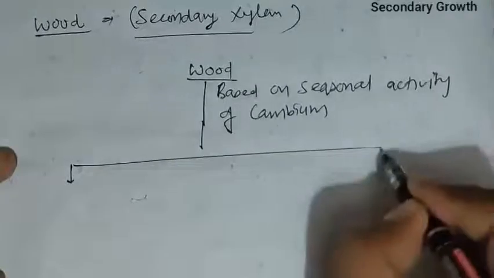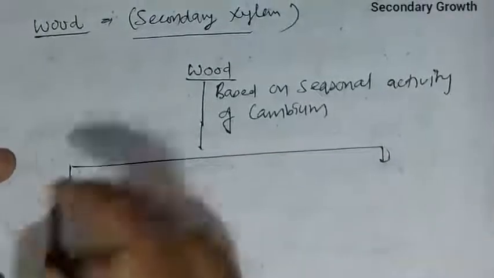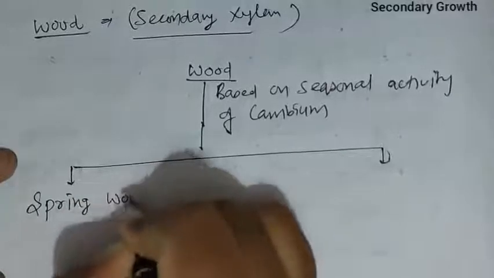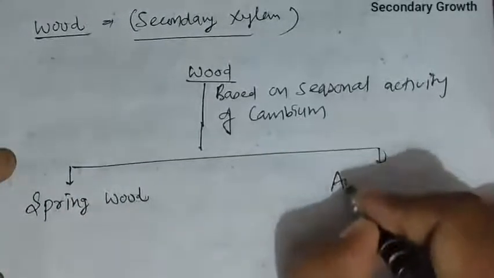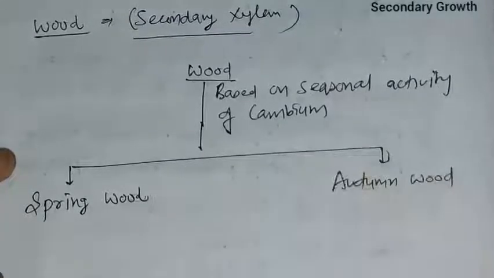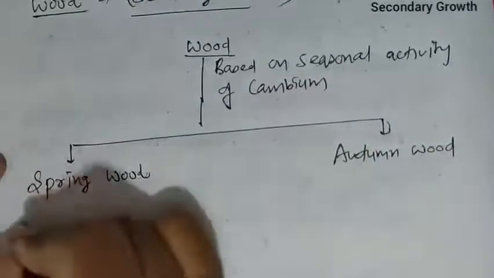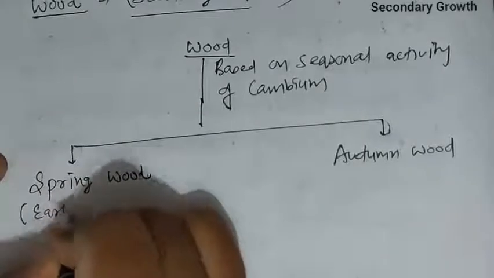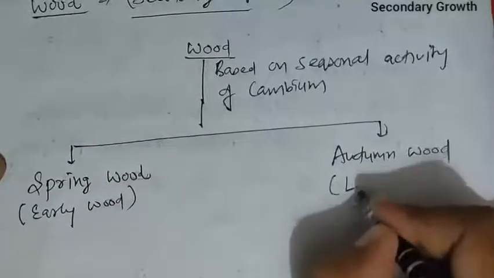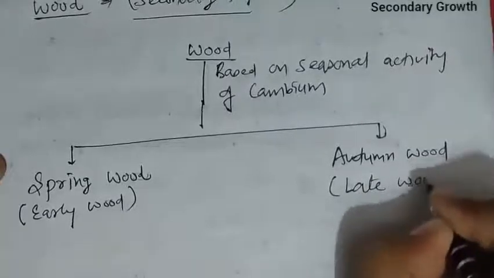And this is of two types, that is spring wood and autumn wood. Spring wood is also known as early wood, and this autumn wood is also known as late wood.